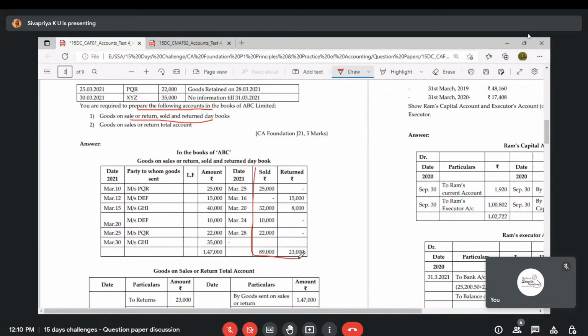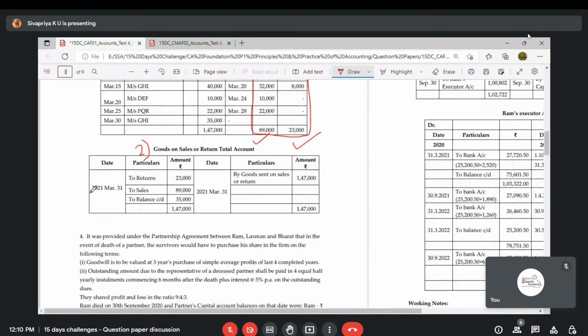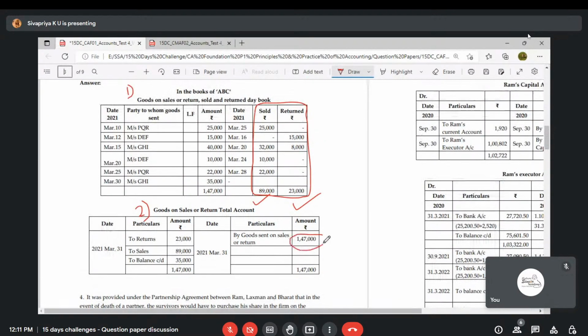Okay, this is the sold one. And this is returned. So 89,000 is the total sales and 23,000 is returned. This is the first part of the answer. The second part asks to prepare the total account of goods on sale or return. So this is the account. 1,47,000 was the total. Of that, 23,000 is for returns and 89,000 sales. The balance of 35,000 is the closing balance.